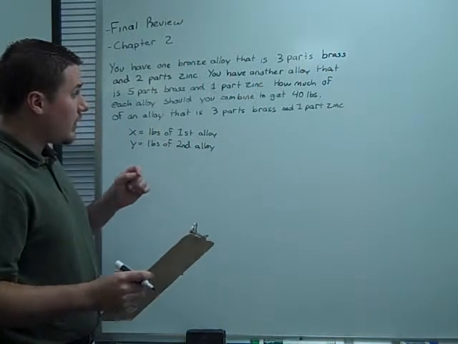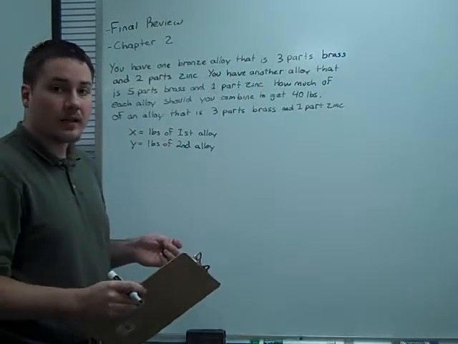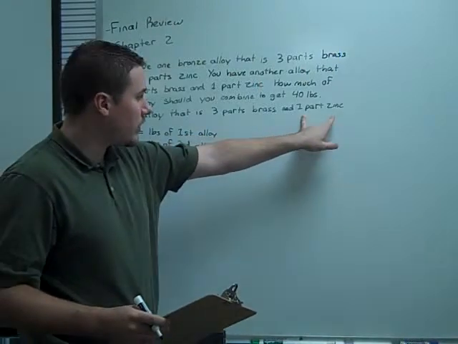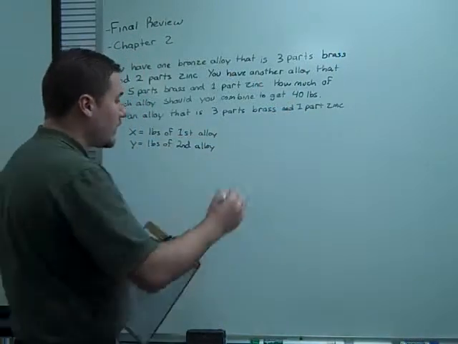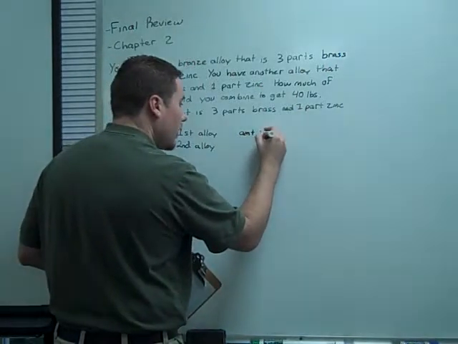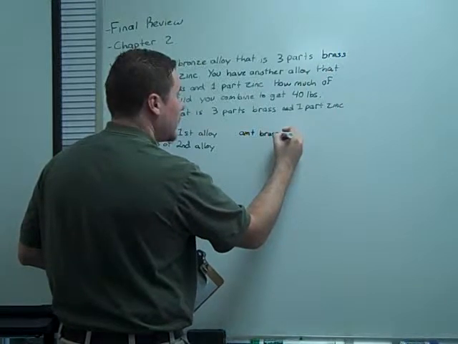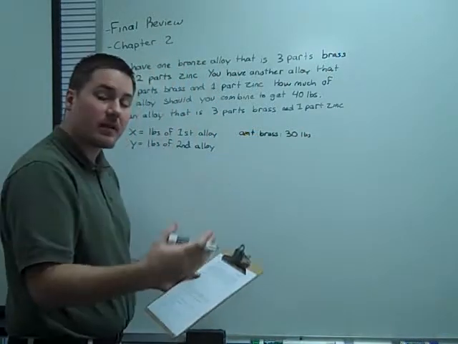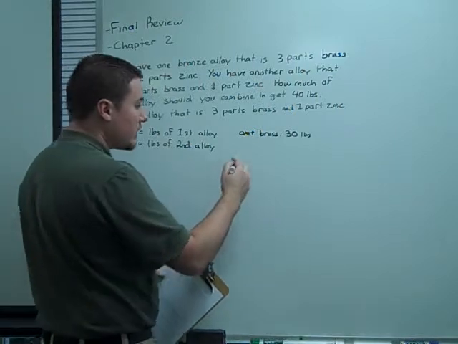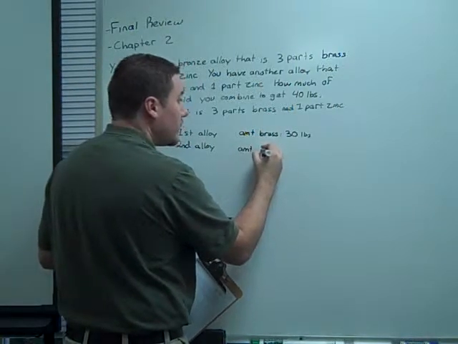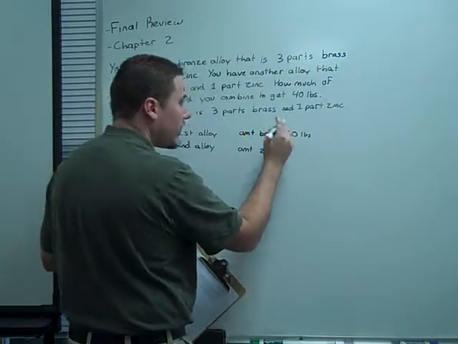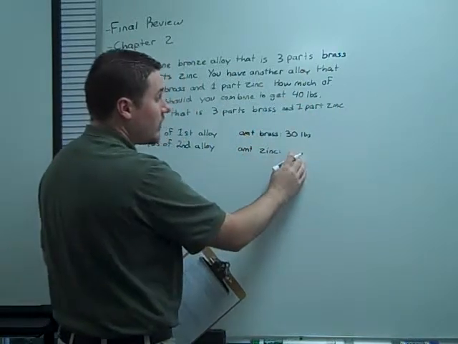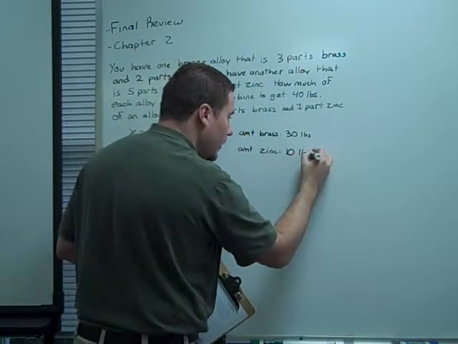Before I go further, I want to ask, how much desired quantity do we want? Well, our final alloy is going to be 3 parts brass and 1 part zinc, and we want 40 pounds of it. So the amount of brass is going to be 30 pounds. And that's going to come from some combination of the first alloy and the second alloy. And then the amount of zinc that we want, likewise, because it's 1/4 of our final alloy and our final amount is going to be 40 pounds, we need 10 pounds of zinc.